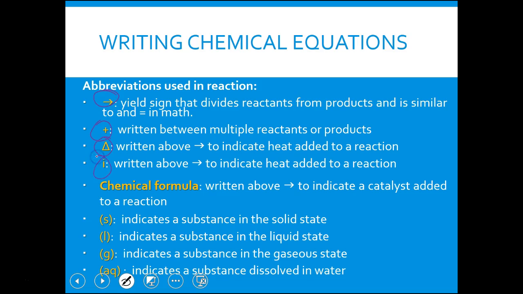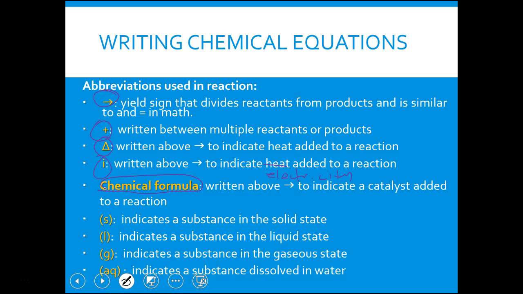I means that I am not adding heat. I'm sorry, that's a mistype, that's a typo. I'm electrocuting, or I'm adding electricity to make that equation happen. Electricity needs to be added. And then finally, chemical formula. Well, if I have a chemical formula written above there, then that indicates that I'm using a catalyst, something that's going to help the reaction go in a different way.